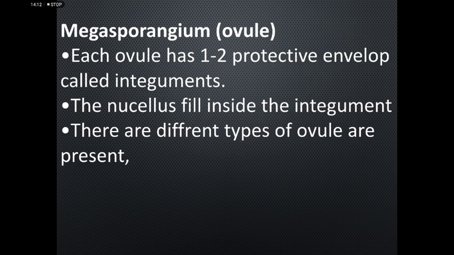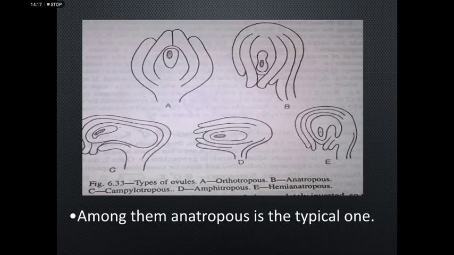There are different types of ovules present. Here are some ovules. The first one is orthotropous, pointing upward. The second one is anatropous, the third is campylotropous, the fourth is amphitropous, and the fifth is hemianatropous. Among these, the B type, the anatropous ovule, is the typical ovule. Typical ovule means most plants contain an anatropous ovule.